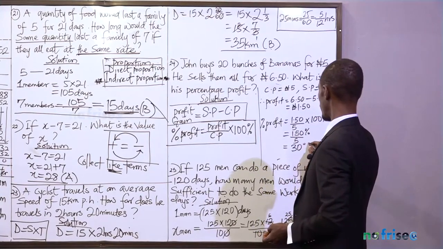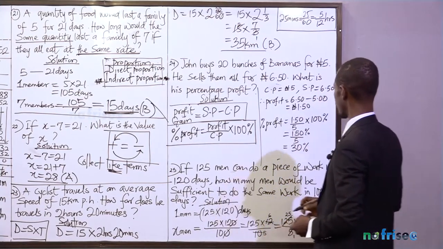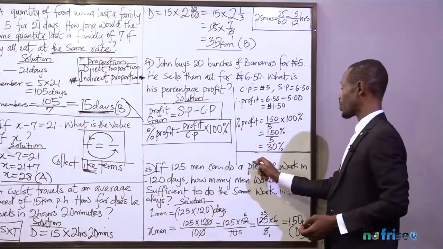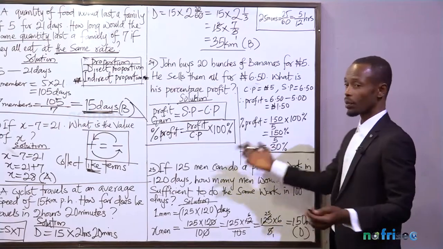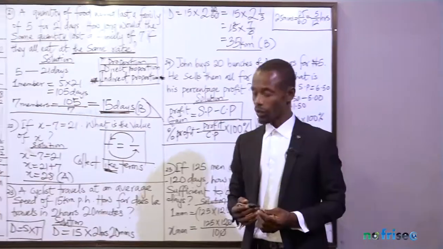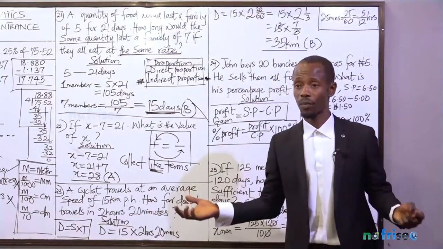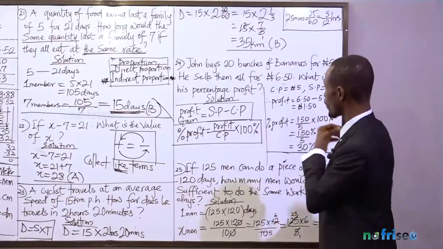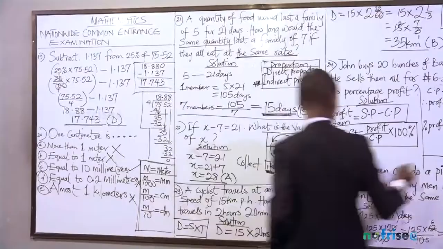He made a profit of 30% from his initial what? Cost price. It's from the cost price that you determine whether you made a loss or you made a profit. You don't determine your profit percent from selling price. It's from the cost price. Don't forget that. Very important. So for number 24, the answer is C, 30%.